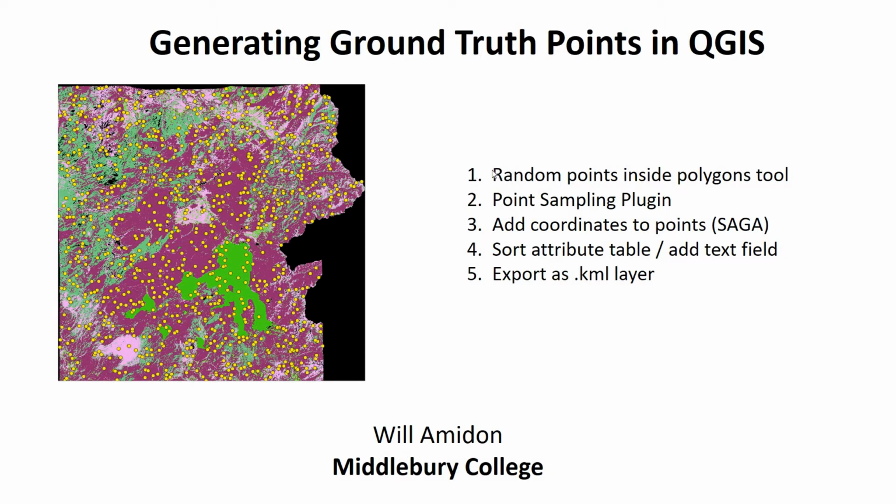I'm first going to use the random points inside polygons tool, then the point sampling plugin to extract the class values out of the raster. Then we're going to add coordinates to the points using this tool, sort the attribute table, delete a few, and then we're going to export as a KML layer, taking care to set the correct value as the name. So you can jump ahead to any of these steps that you'd like to. So let's go right to it.